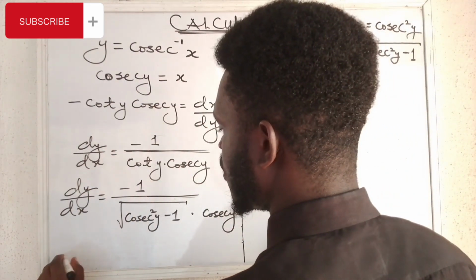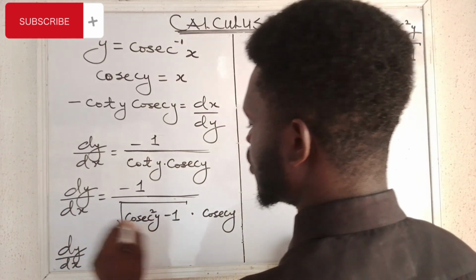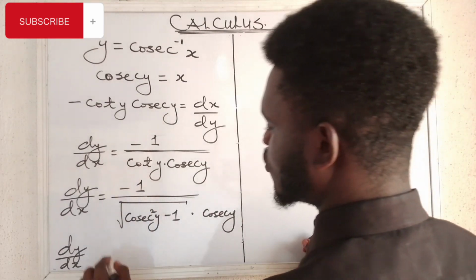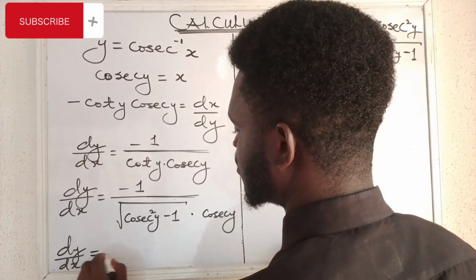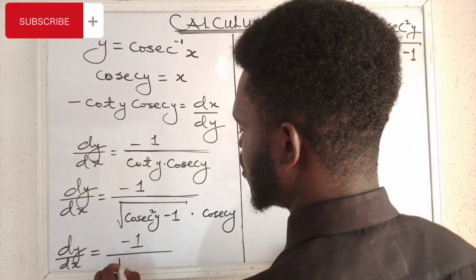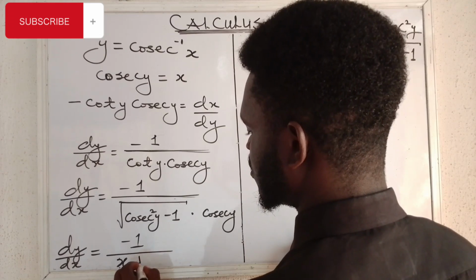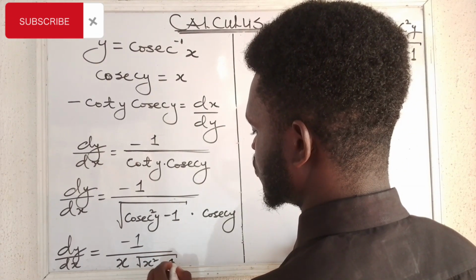Cosecant y is equal to x. So instead of writing it in terms of cosecant y, you can write it in terms of x. We are going to get the -1, so this is going to become the -1. This is x, so we write it there, x. Then we have x squared minus 1.